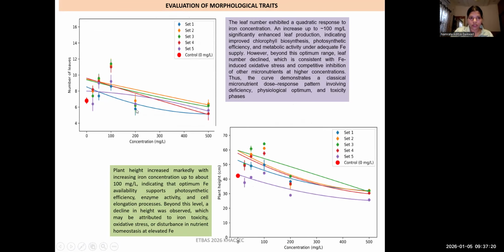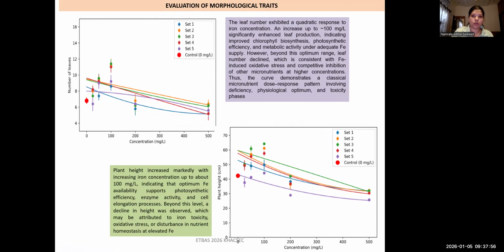in the number of leaves, or in all the other parameters that I have studied. But initially it is going to reduce. Initially, at the end, it is going to reduce as we move ahead with the experiments. So these curves basically determine micronutrient dose response patterns. It will involve deficiency, it will involve physiological optimum, and it will also talk about toxicity phases. So this graph is about number of leaves and concentration.